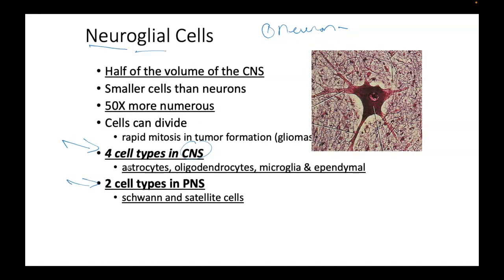In the central neural system, we have 4 biggies: astrocytes, oligodendrocytes, microglial cells, and ependymal cells. We'll go over some of the key functions of them. And then 2 types in the peripheral neural system: Schwann cells and satellite cells. Okay? And of the 2, we'll focus a little bit more on the Schwann cells.